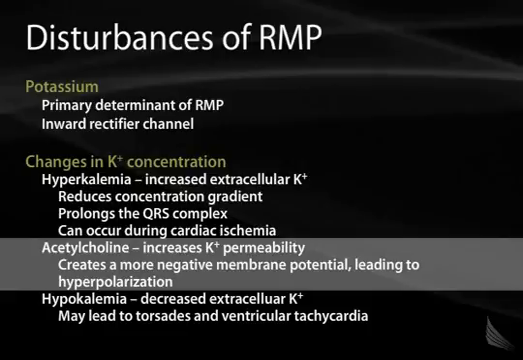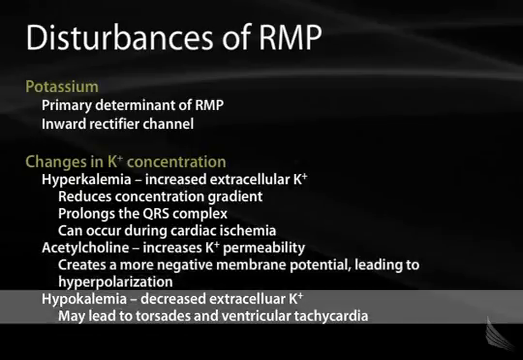Acetylcholine also is able to increase potassium permeability. This creates a more negative membrane potential, leading to hyperpolarization. Hyperpolarization, or a more negative resting membrane potential, decreases automaticity, slows down heart rate, and decreases inotropy. Hypokalemia, or decreased extracellular potassium, may lead to torsades de pointes and ventricular tachycardia because of instability of the ventricular myocytes.